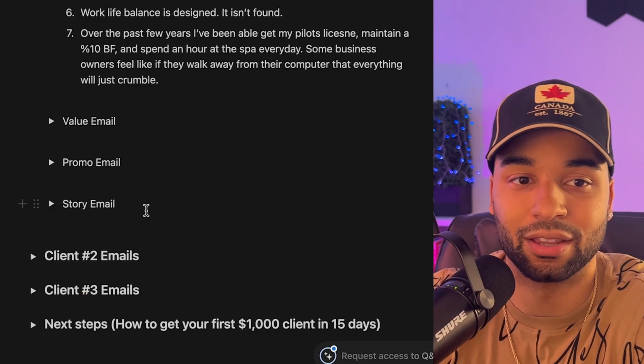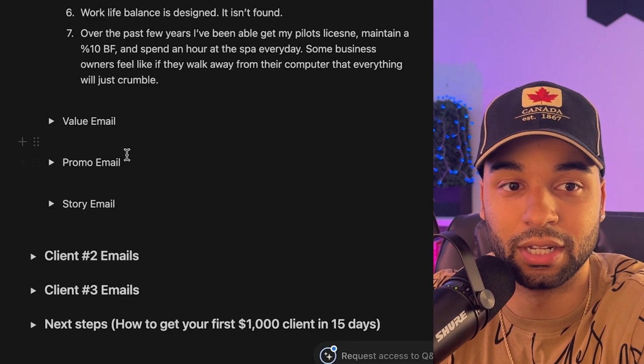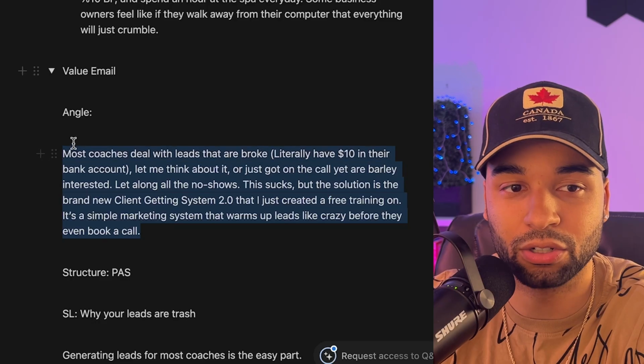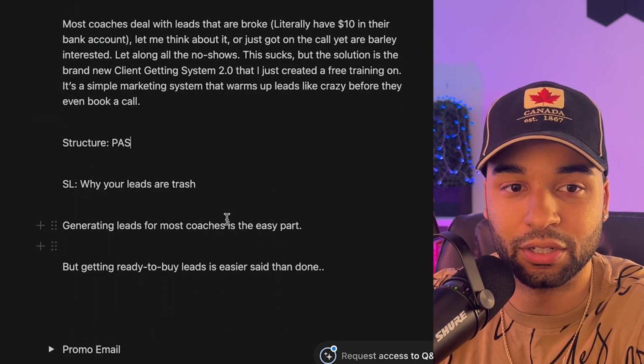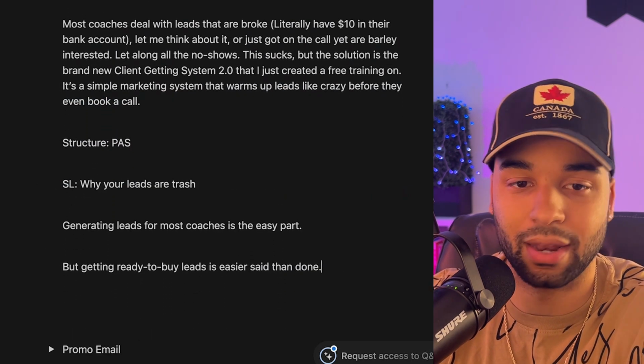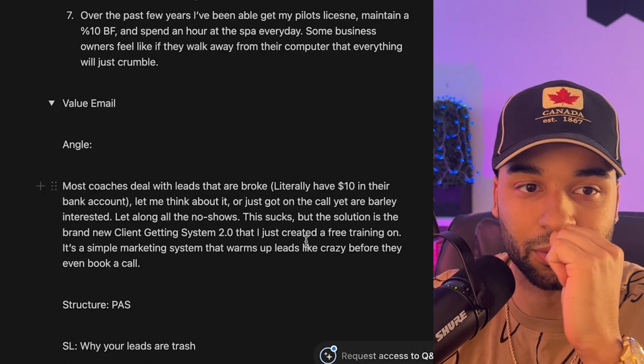Okay, so we're going to write these 3 different types of emails here today. Let's start with, of course, the value email. I already have the angle picked out and I already have the structure picked out. As you can see, I have a subject line and a couple of first lines I was thinking of, and now I'm just going to go. So let's do a little bit of explanation.